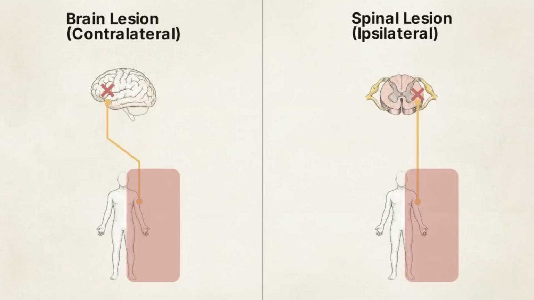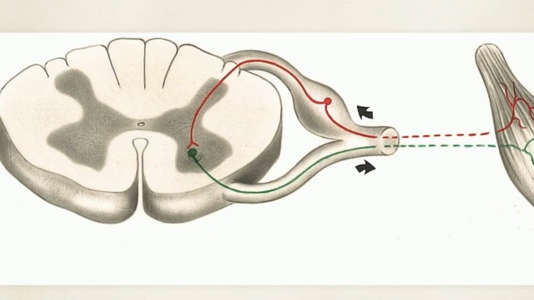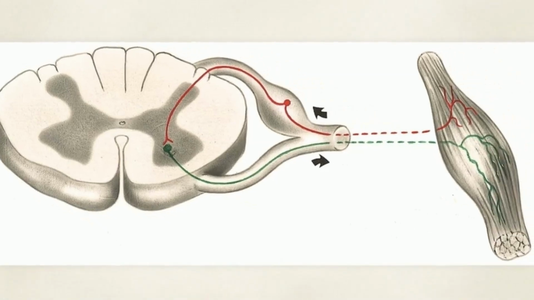The second half of the motor relay is the lower motor neuron, or LMN, often called the final common pathway. The LMN axon exits the spinal cord via the ventral root and travels directly to physically innervate the skeletal muscle fibers. This connection forms the spinal reflex arc, an automatic, localized loop that maintains baseline muscle tension without requiring input from the brain.